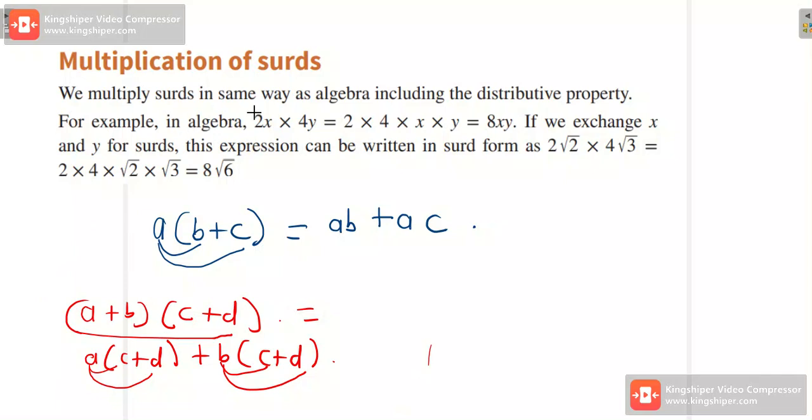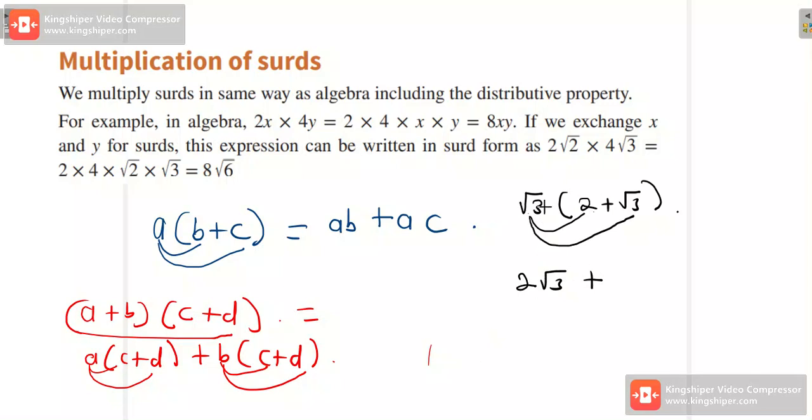So for example, let's say you have root of 3 multiplying 2 plus root of 3. We apply the distributive property to solve this. So first of all, we use the root of 3 to multiply 2. Then we also use it to multiply root of 3. So we are going to get root of 3 times 2, and that gives us 2 root of 3. Then plus, we have root of 3 times root of 3.